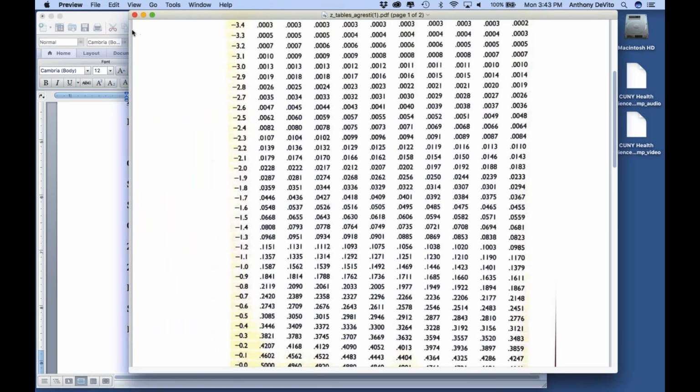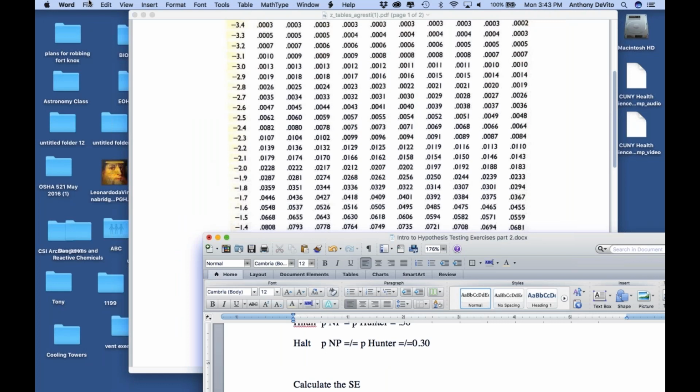Okay, and I'm going to take a look real quickly at another one of these problems, which is in the other Word file that's on here.